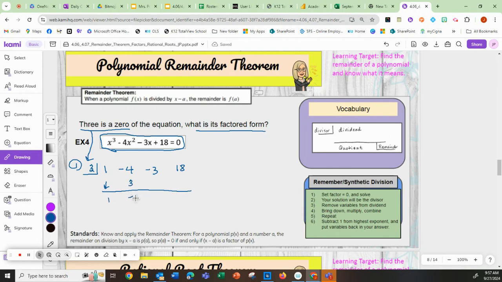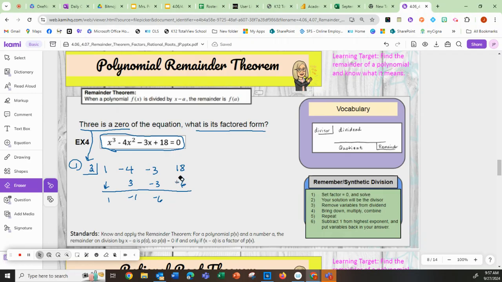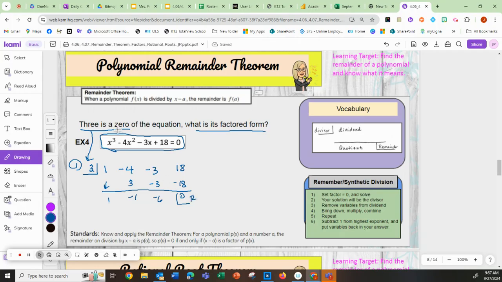So we're going to go through the synthetic division steps, except I just multiplied wrong right there. -6 times +3 is going to give me -18. If you don't get a remainder of 0 and they're telling you this number is a 0, then you've made a mistake. Because remember, when you have a 0 or a factor, then the remainder has to be 0.